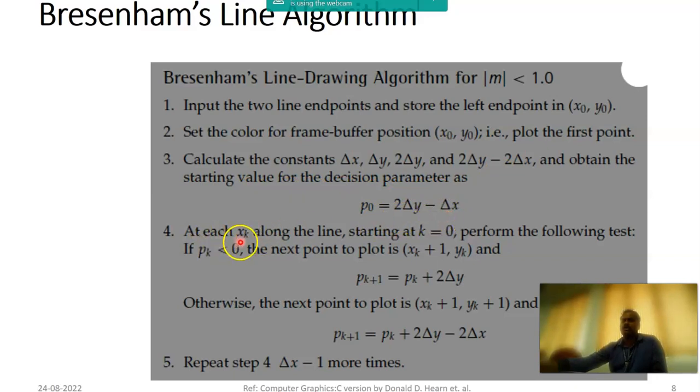At every stage, at each xk along the line, starting at iteration k equals 0, perform the following test. The pk value we have to check. If pk is less than 0, the next point to plot is xk plus 1, yk, and pk plus 1 equals pk plus 2 del y. Next we have to calculate this, so we stay at yk. Suppose the pk value is more than 0, a positive value, then we have to move to yk plus 1 and pk plus 1 is equal to pk plus 2 del y minus 2 del x.